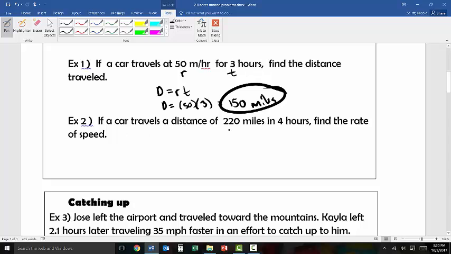In example 2, this time you're given the distance and the time it took to get there. So you're finding R. Again, if distance is rate times time, you're going to substitute 220 in for D, and 4 in for T and leave R alone. We solve this by dividing by 4 on both sides, and we get that our rate is 55 miles per hour.